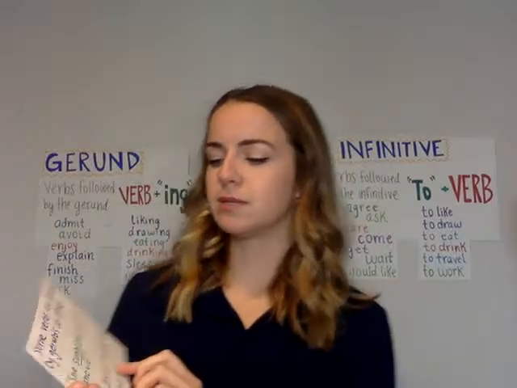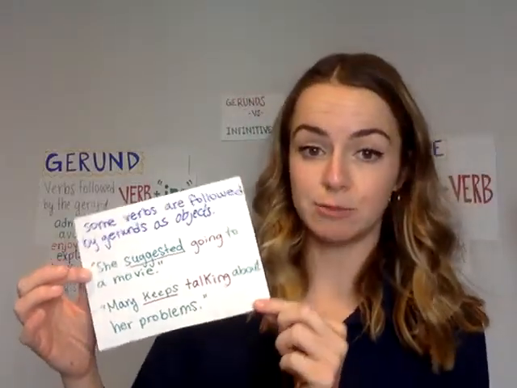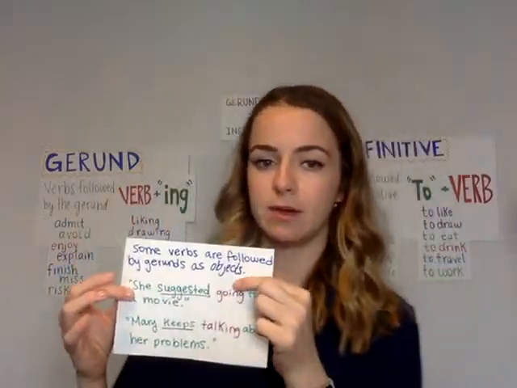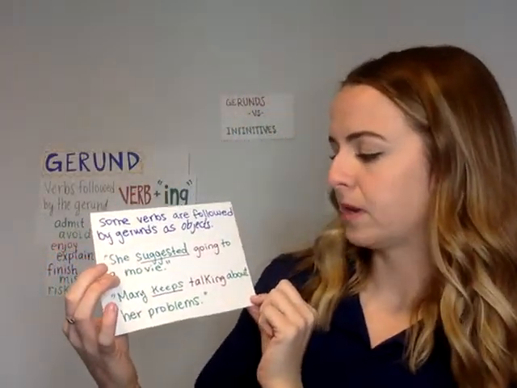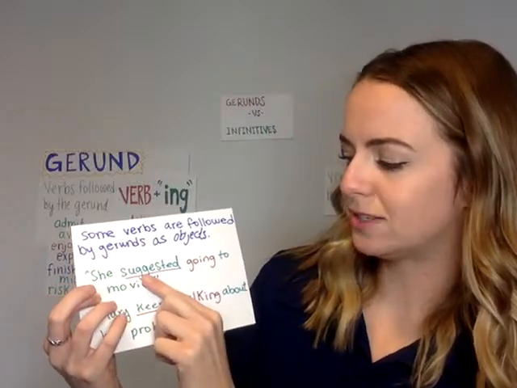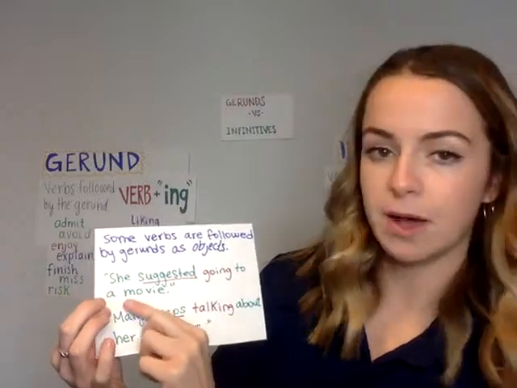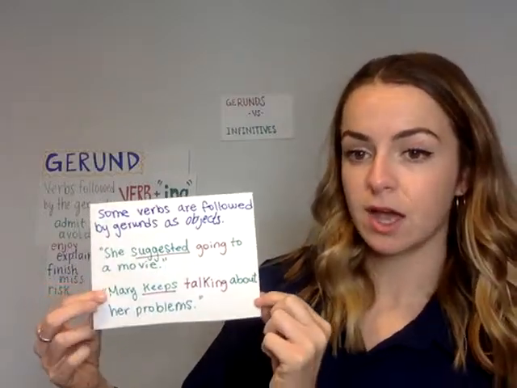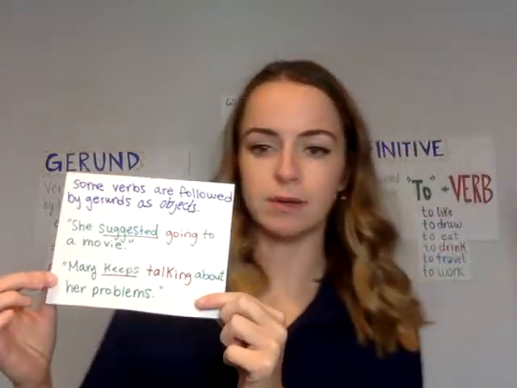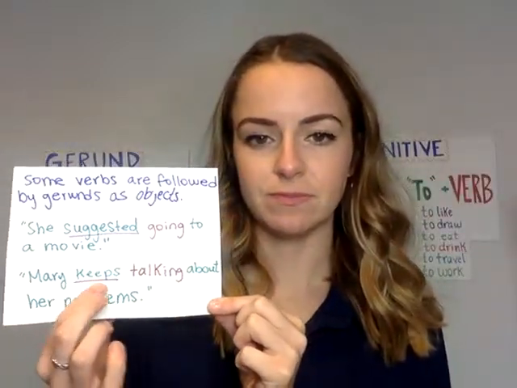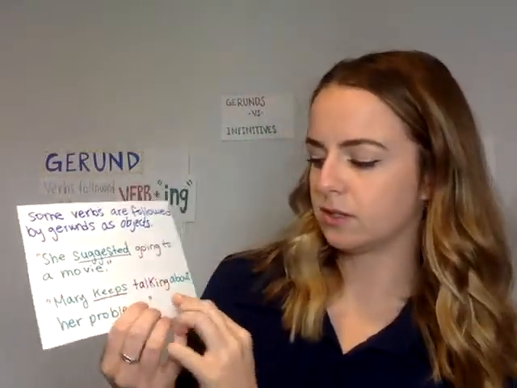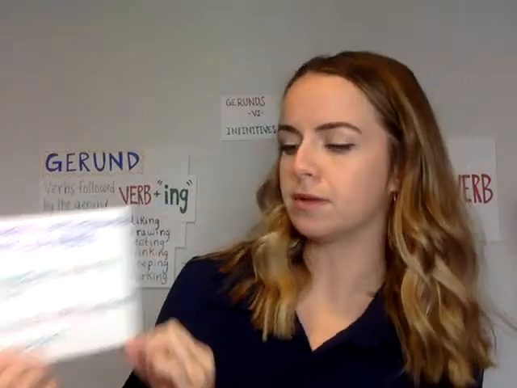Now, some verbs are followed by gerunds as objects. Okay, so we already went over the two forms that it could be, and now it could also be an object. So here we have a gerund used as an object. She suggested going to a movie. Another example, Mary keeps talking about her problems. Okay, so these are examples where the gerund becomes an object, going and talking about her problems.